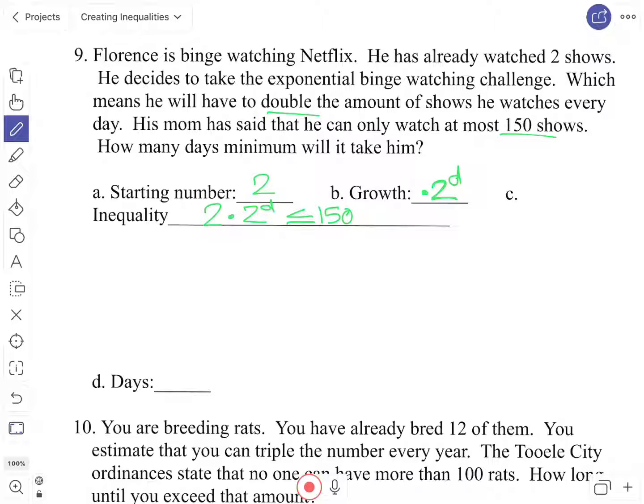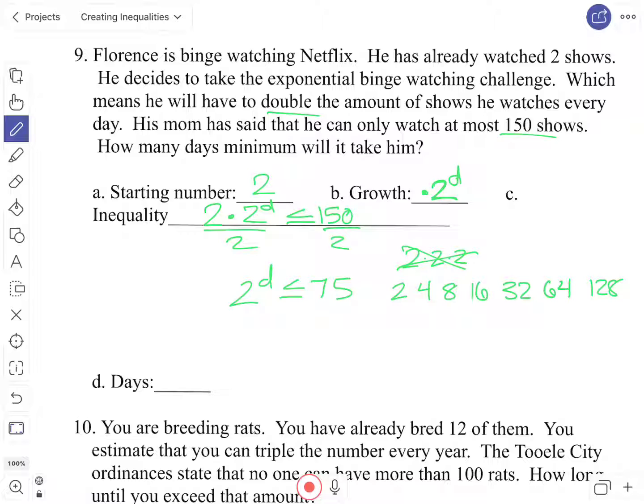Now, to solve these ones, it's more just guess and check. We could divide by 2, but 2 to the d is less than or equal to 75. Now we would just kind of guess and check. So we're doubling: 2 times 2 is 4, times 2 is 8, times 2 is 16, then 32, then 64, then 128. So this would be like 1 day, 2 days, 3 days, 4 days, 5 days, 6 days, 7 days. So he could really only watch for 6 days, because on that 7th day he's going to watch too many. That's the maximum there.